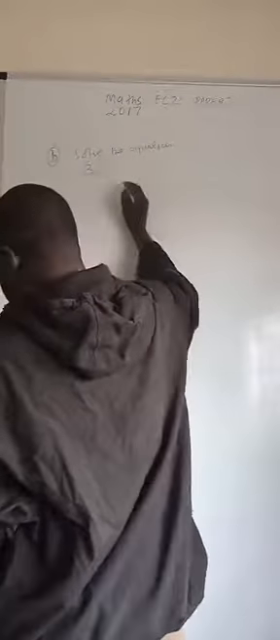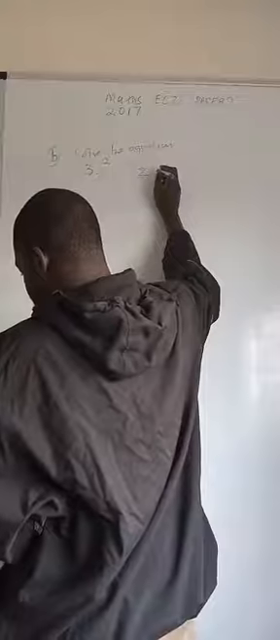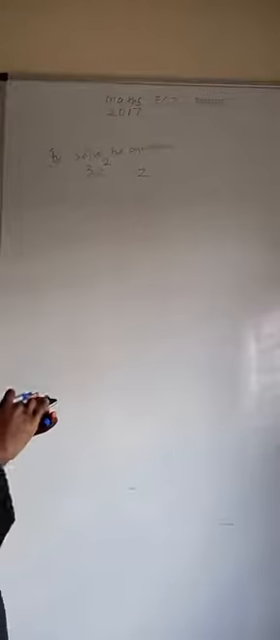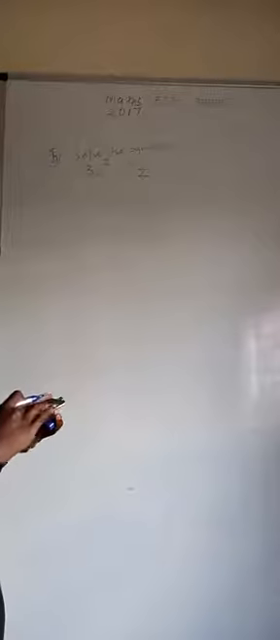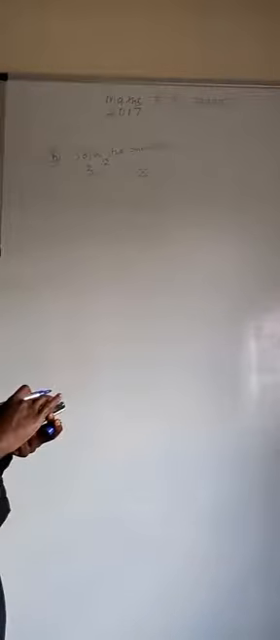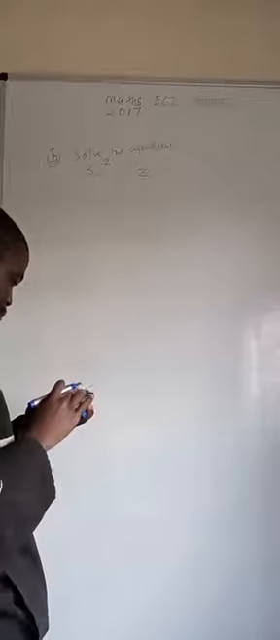3z squared minus 7z is equal to, let me just look at the question again. Just wait a minute. I'm picking this question from the past paper. What was question 2? I'm looking at the 2017 past paper. Question 2, what was it saying?